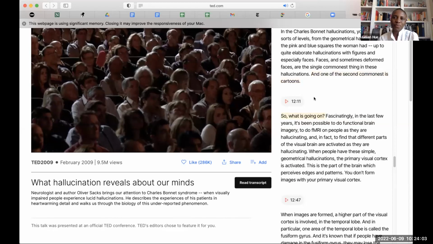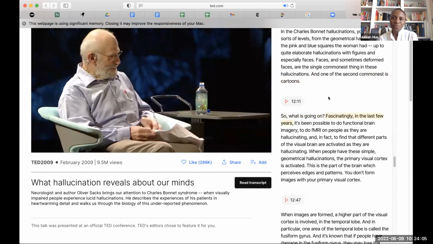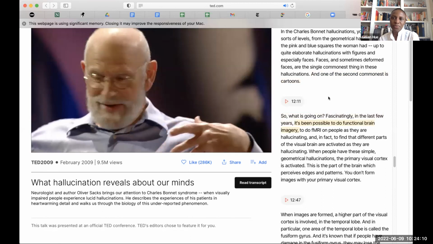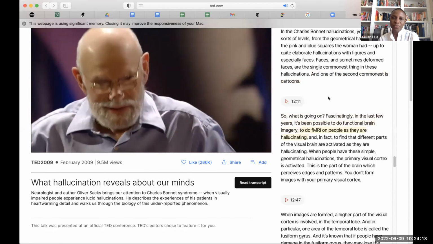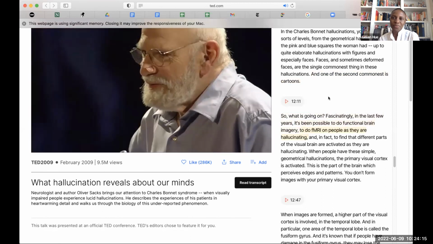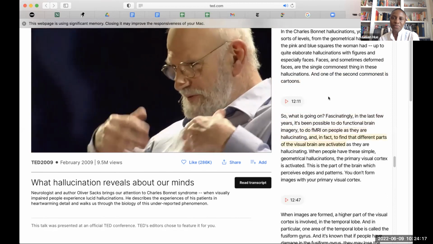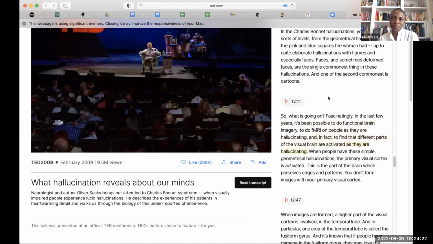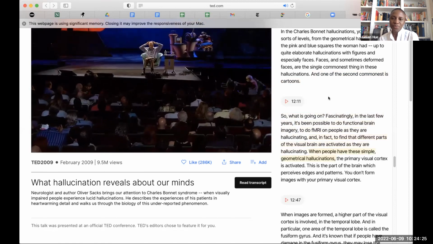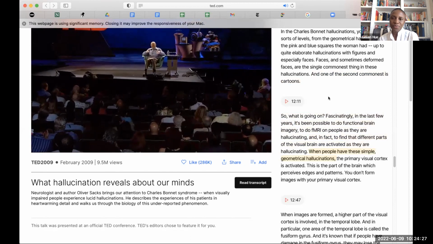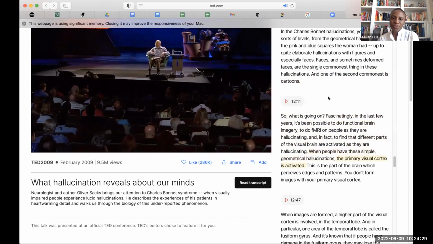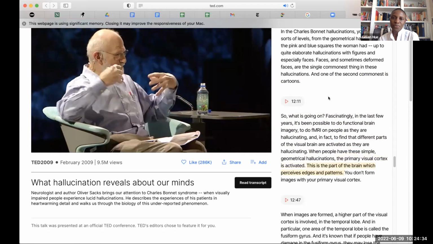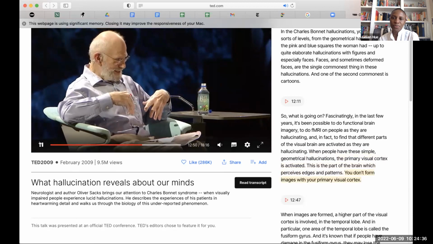What is going on? Fascinatingly, in the last few years, it's been possible to do functional brain imaging, to do fMRI on people as they are hallucinating. And in fact, to find that different parts of the visual brain are activated as they are hallucinating. When people have these simple geometrical hallucinations, the primary visual cortex is activated. This is the part of the brain which perceives edges and patterns. You don't form images with your primary visual cortex.